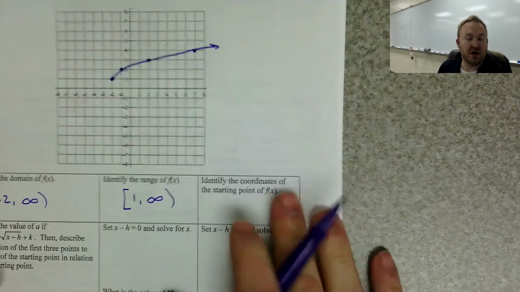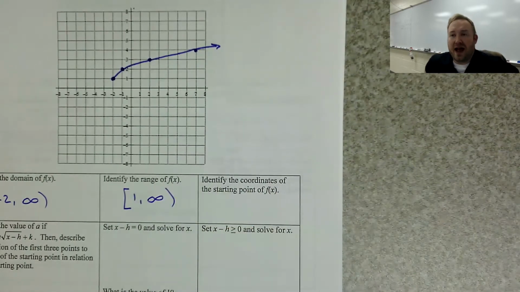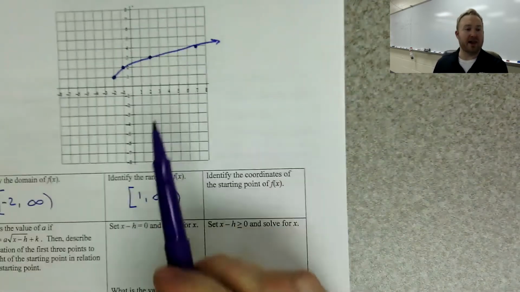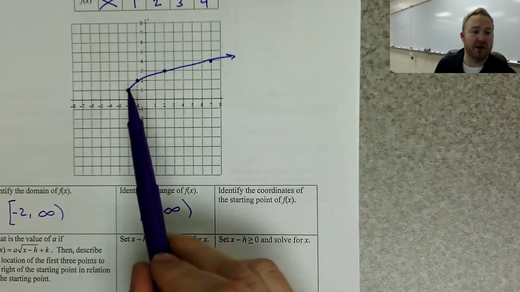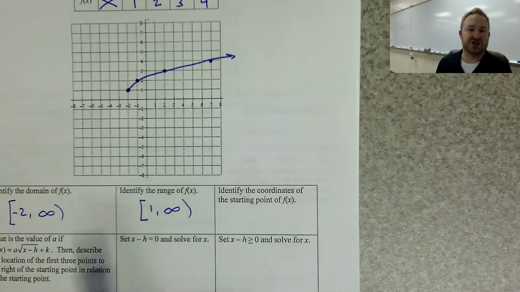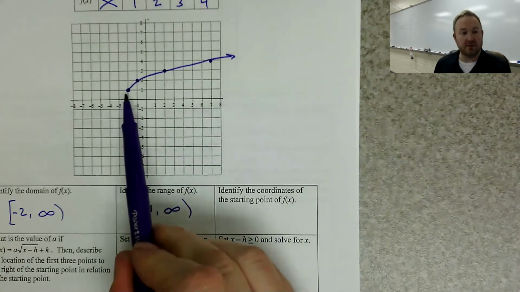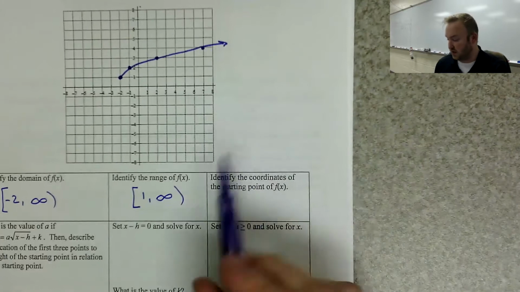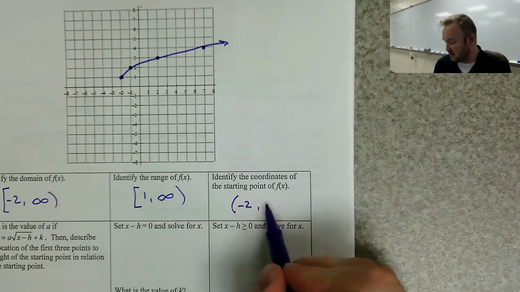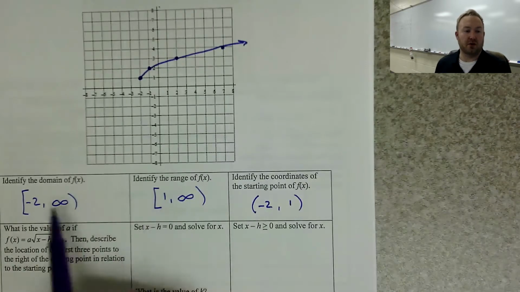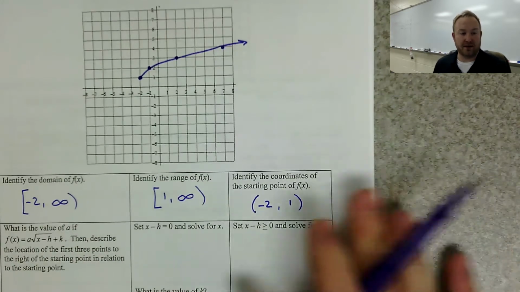Identify the coordinates of the starting point. So a parabola has a vertex, and this is kind of half of a parabola. I actually don't have a problem calling this the vertex. Throughout the notes here, they'll call it the starting point, and that works as well. So you can either call it the starting point or you can call it the vertex. Either one is fine with me. We'll notice that that's -2, 1. Notice the connection between that starting point and the domain and range there.